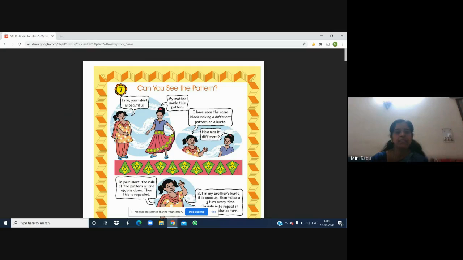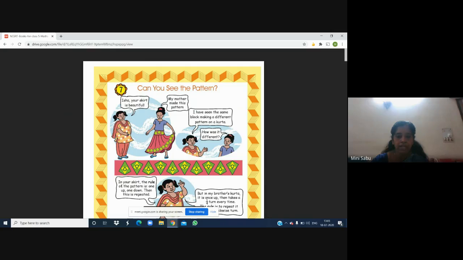Then Isha says, my mother made this pattern. I have seen the same block making a different pattern on a kurta. Then this girl says, I have seen another cloth in a kurta using the same block, and another design is made. How was it different? Then Isha wants to know what type of design it is, using the same block, a different design.